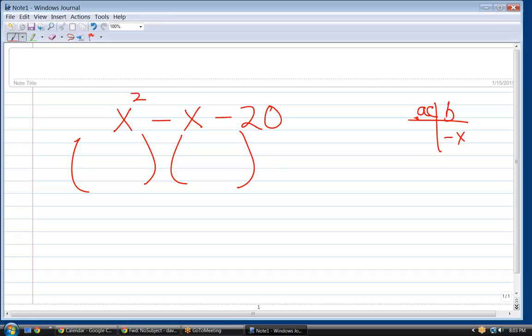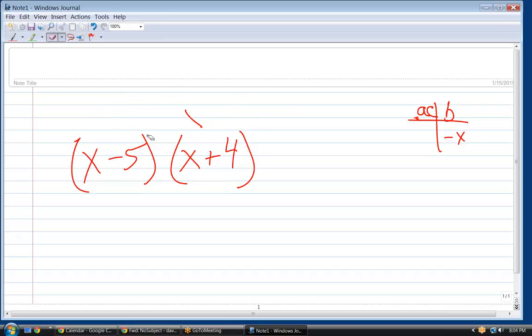Alright, so for this one, we could do negative 5 times 4, and then negative 5 plus 4 equals negative 1. So there are two parentheses, so it'd be x minus 5 in one, and then x plus 4 in the other. You got it. Cool.